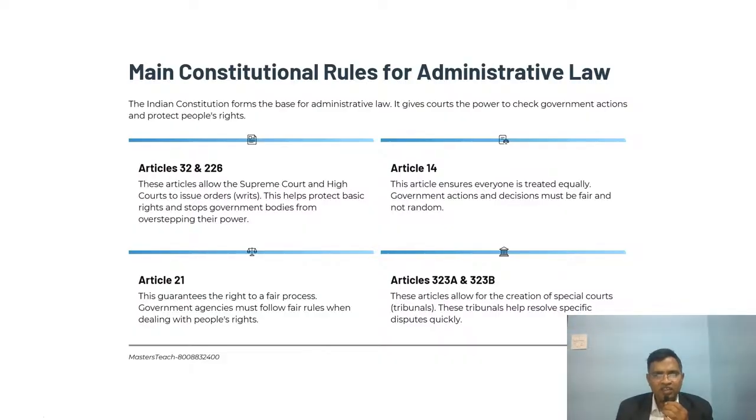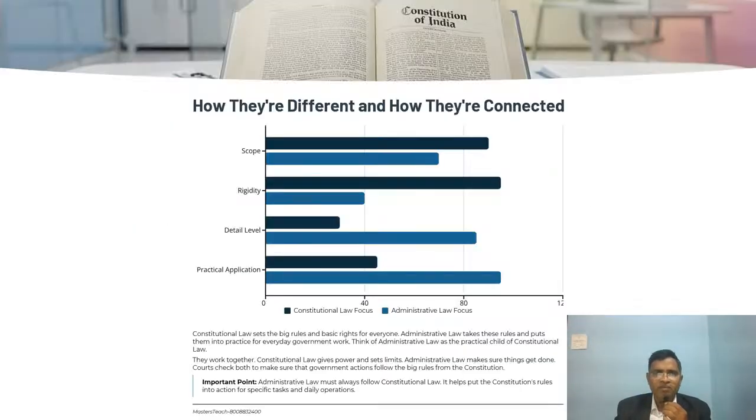Then Article 323A and Article 323B provide for the creation of special courts. Through these, tribunals are formed. These tribunals help solve specific disputes quickly. So just remember Article 32 and 226, Article 14 and Article 21, Article 323A and 323B.